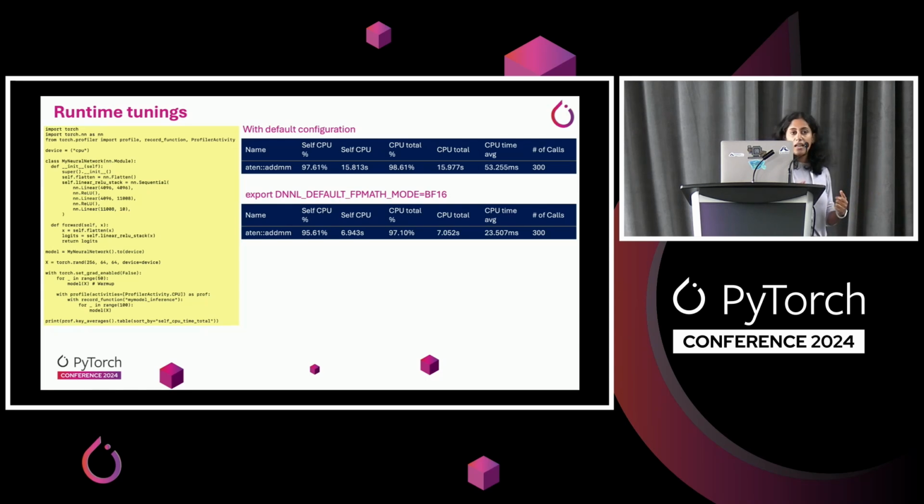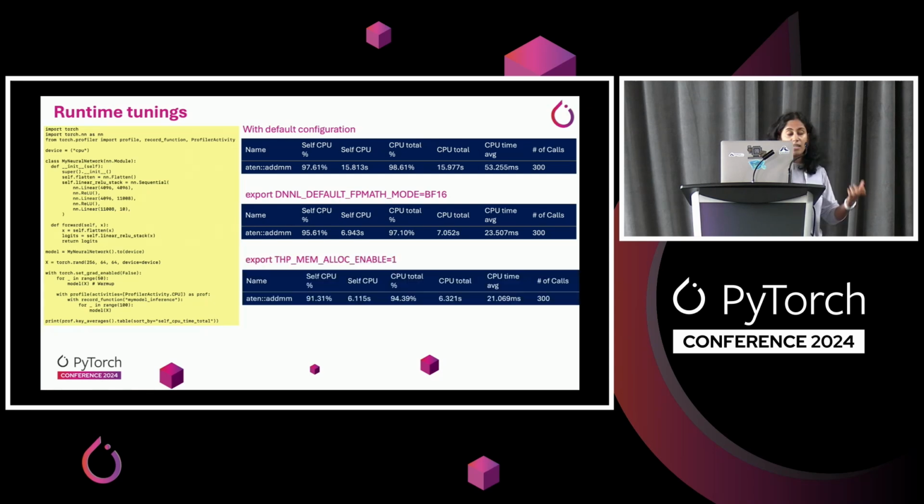improvement. This is once again a large batch and large tensor scenario where you could apply the THP allocations I just talked about, just by setting THP mem allocator to 1. And here you can see the latency dropped from 6.9 to around 6 seconds, which is around 10% improvement, which is once again great at scale.